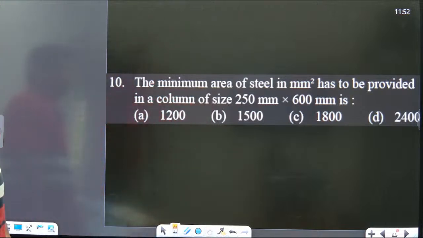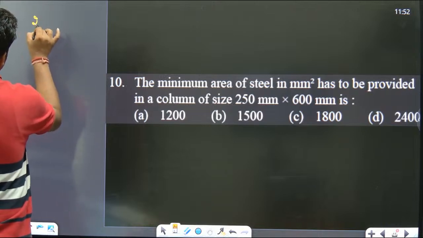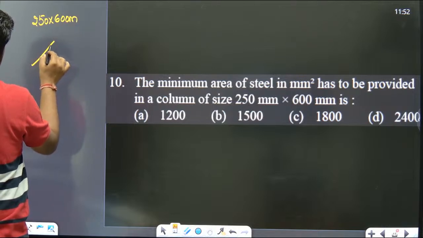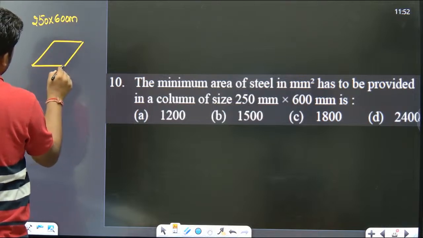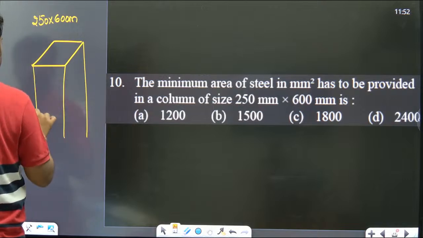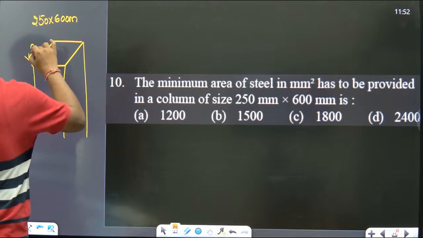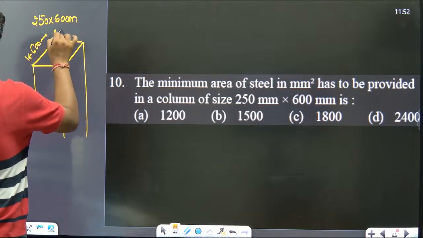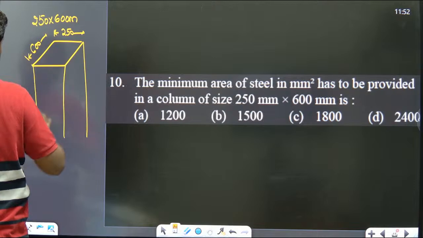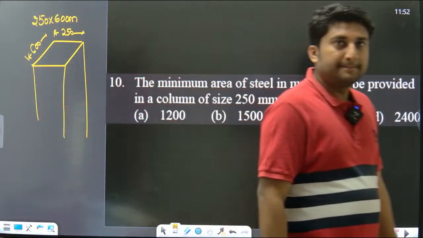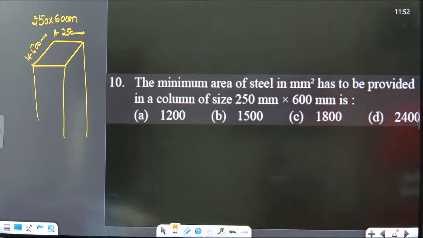Answer this. The minimum area of steel in mm square to be provided in a column of size 250 by 600. The dimension is given as 250 by 600 mm. This is the column, and if I draw it, this is 600 and this is 250. For this cross section area, what is the minimum area of steel? Can you answer me?